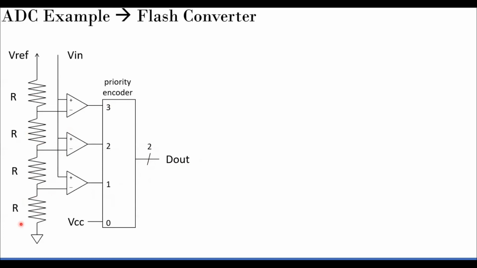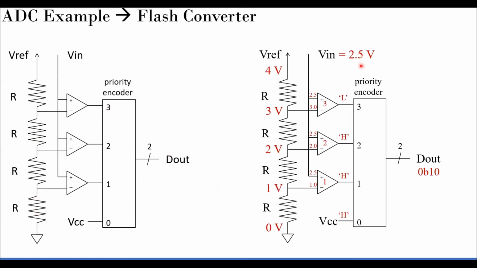It will be checked with all these. Whichever is the closest match, the corresponding bit will be output. So something like this, for example: 4 volt, 3 volt, 2 volt, 1 volt, 0 volt, and 2.5 volt is my corresponding input value. You just see here, 2.5 to 1.